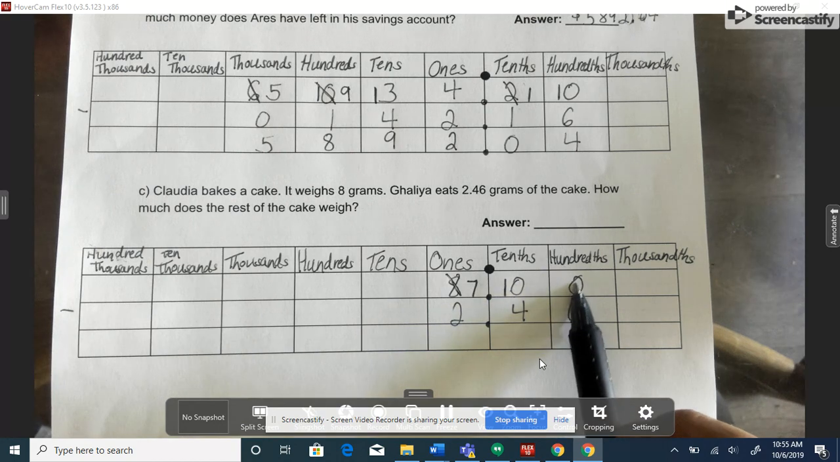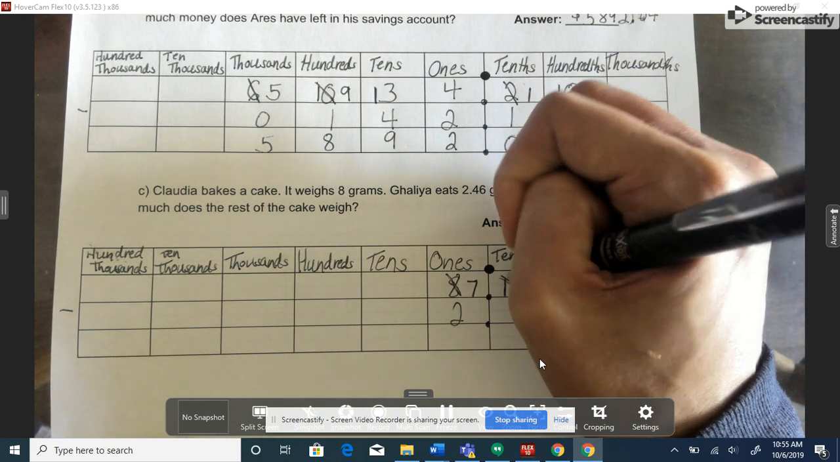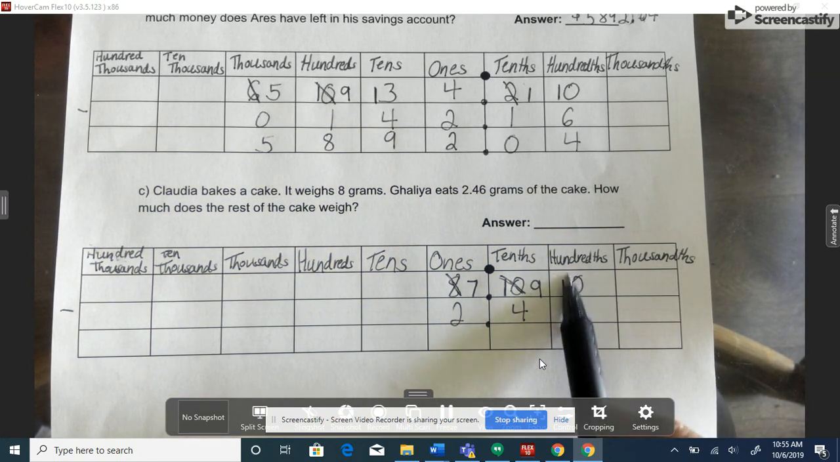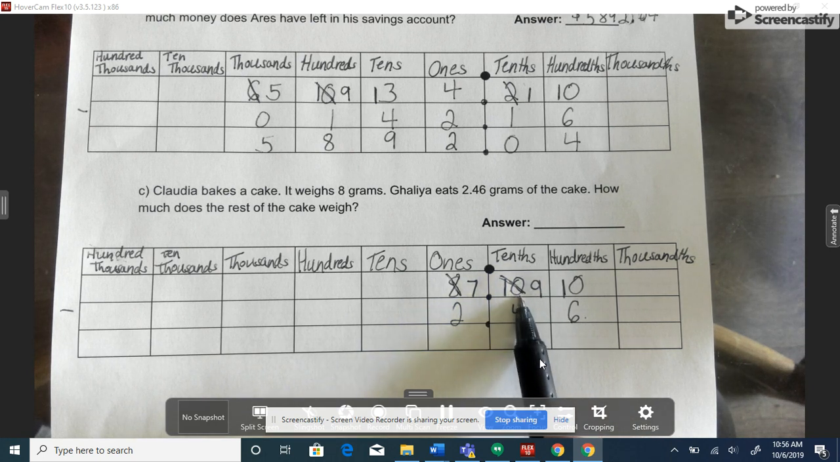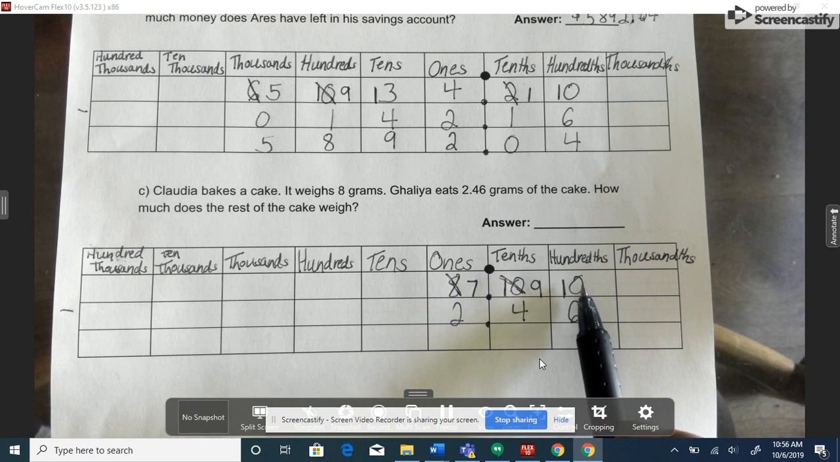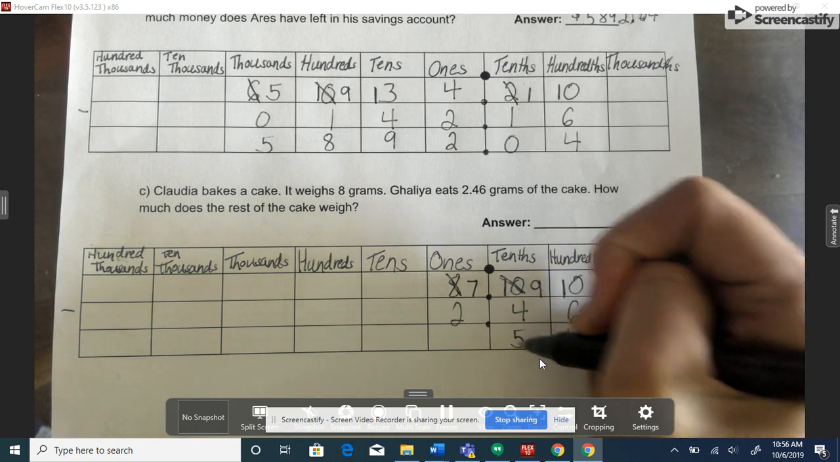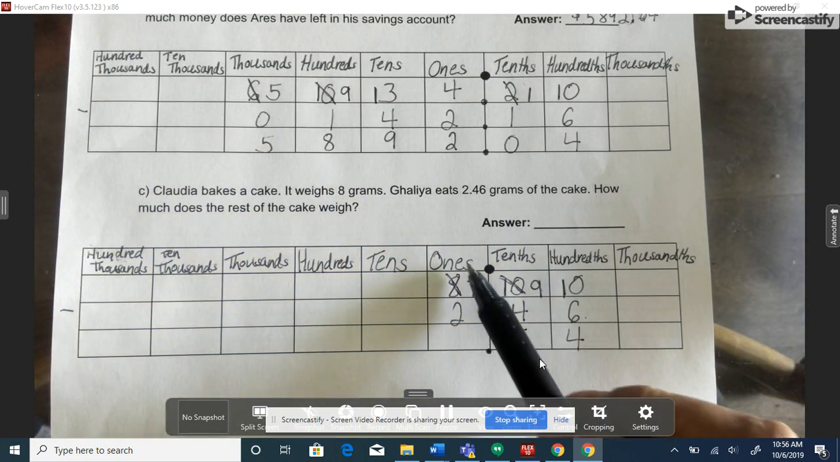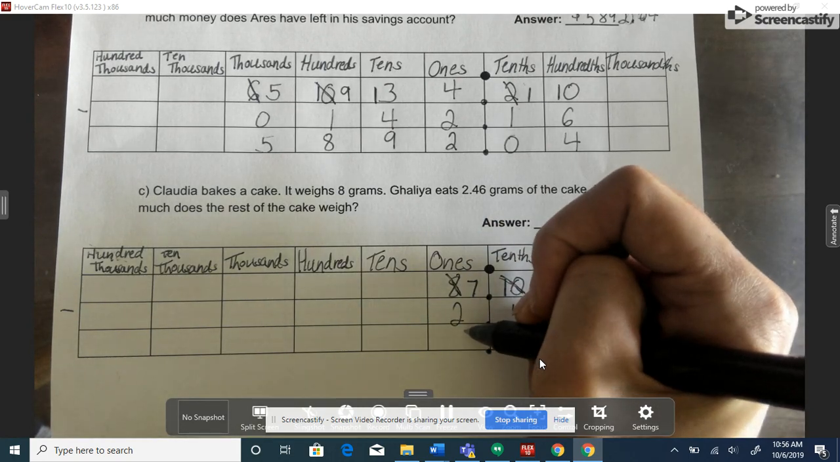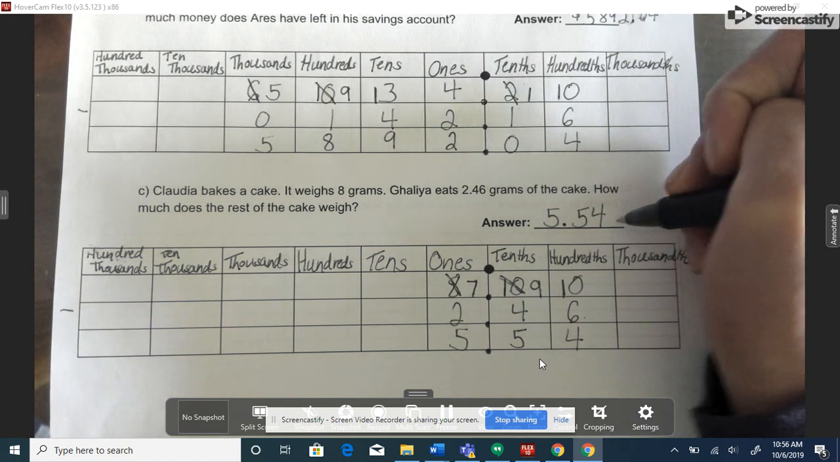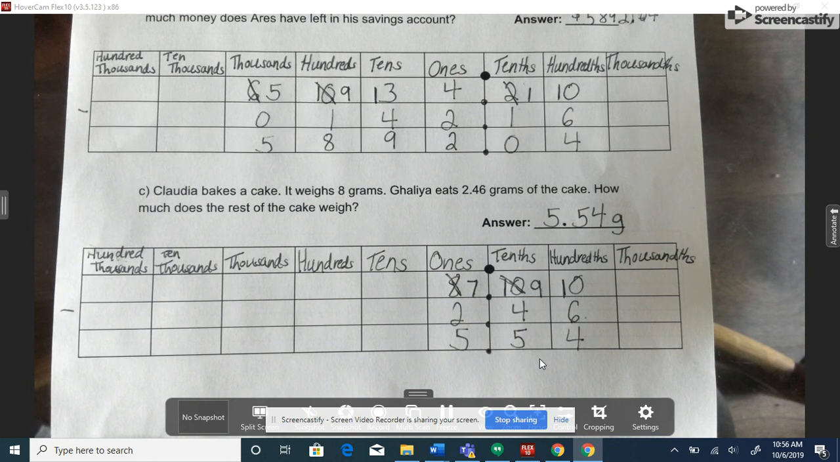But remember, we're trying to regroup so that we have hundredths to borrow from. So we're going to regroup. Now we have 9 tenths and 10 hundredths. Because remember, 10 hundredths and 9 tenths is the same as having those 10 tenths we started with. So Matt, 10 hundredths minus 6 hundredths equals? 4 hundredths. Very good. 9 tenths minus 4 tenths equals? 5 tenths. Very good. And I put my decimal point. 7 ones minus 2 ones equals? 5 ones. Very good. So now we have, or I should say Claudia has 5.54 grams, which we know we can abbreviate with a G, left of our cake.